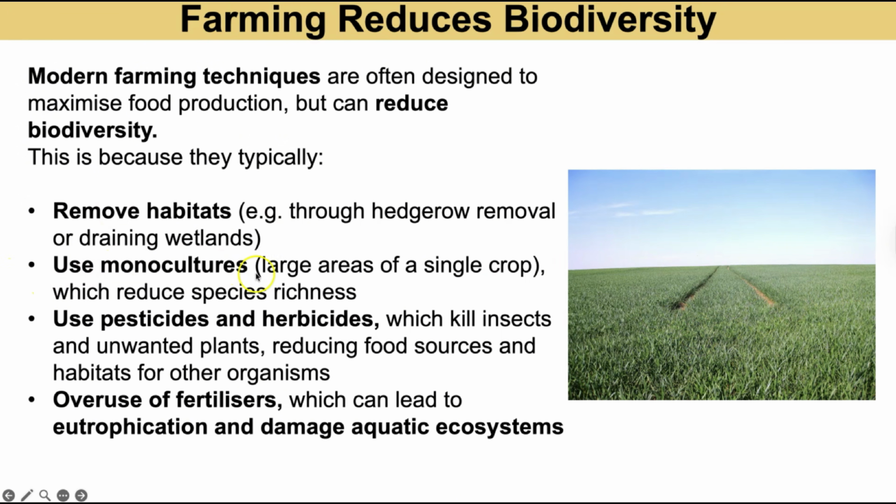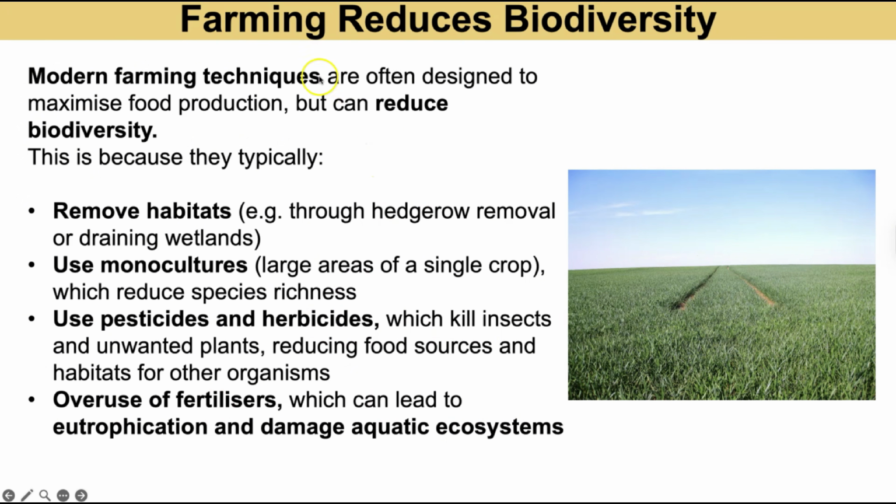It could be using a monoculture, which means just growing one species. And if you've removed a whole range of plant species and replaced them with only one, you reduce the species richness, but also the variety of food available for herbivores. If pesticides and herbicides are used, that is going to kill animals and plants, which again is reducing the species richness. And the overuse of fertilizers can cause harm in aquatic ecosystems as well.